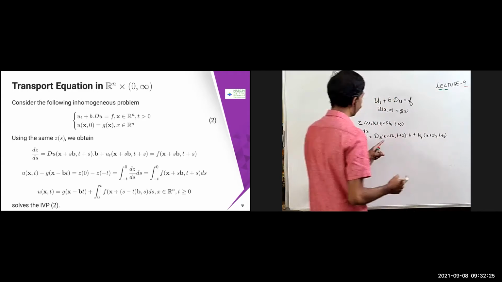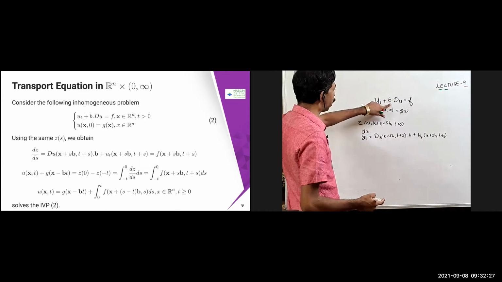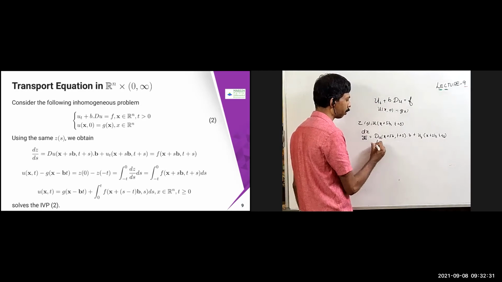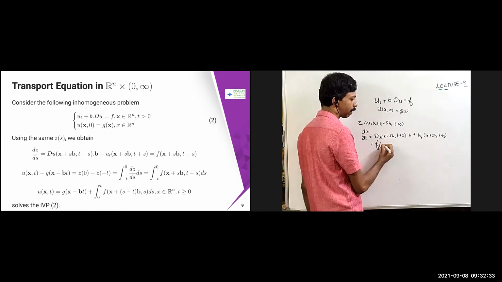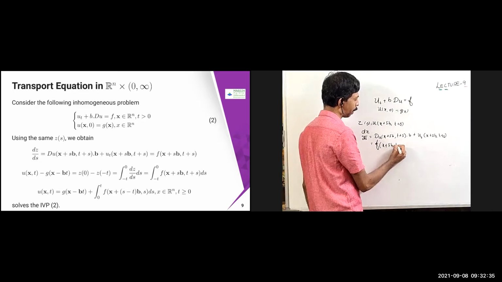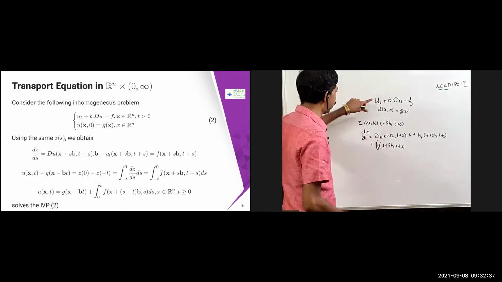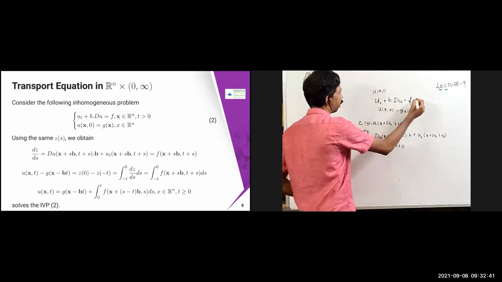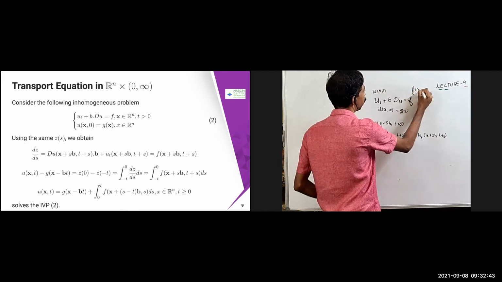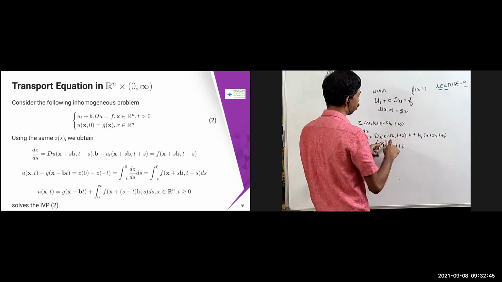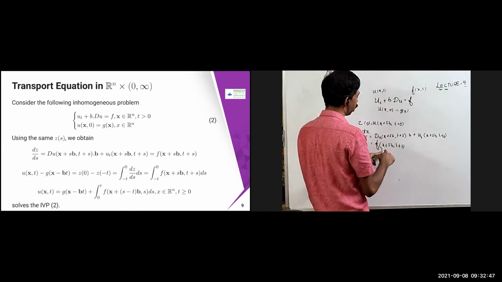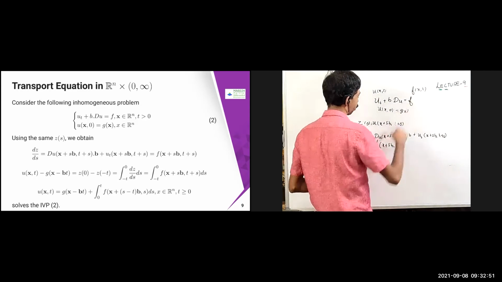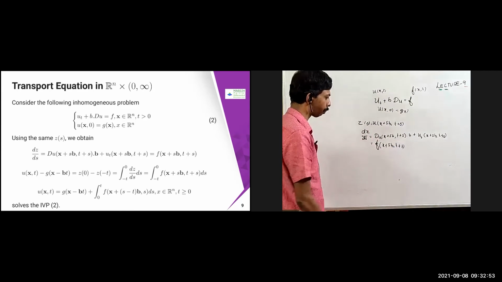Now what is this one? This time it is not going to be 0; it is going to be f. Because this is u_t of x comma t, and this is f of x comma t, wherever x comma t is there, you have to replace it with x plus sb and t plus s. So this is going to become f of x plus sb comma t plus s.